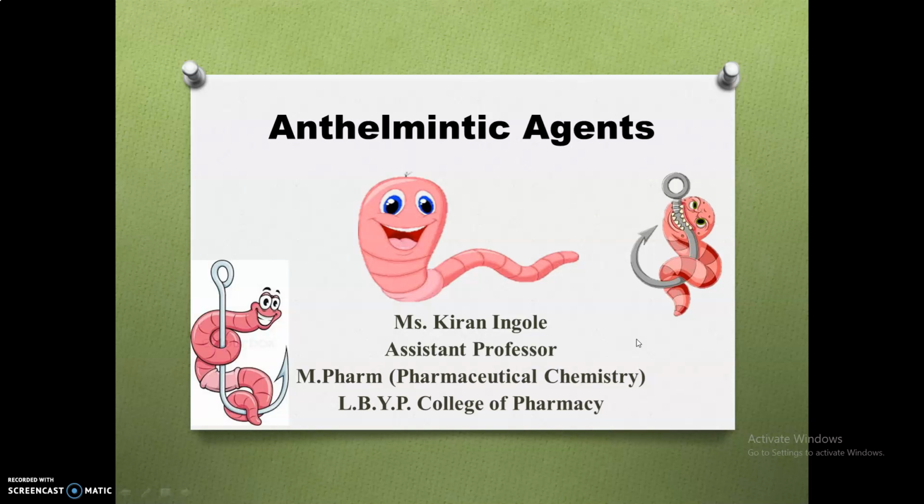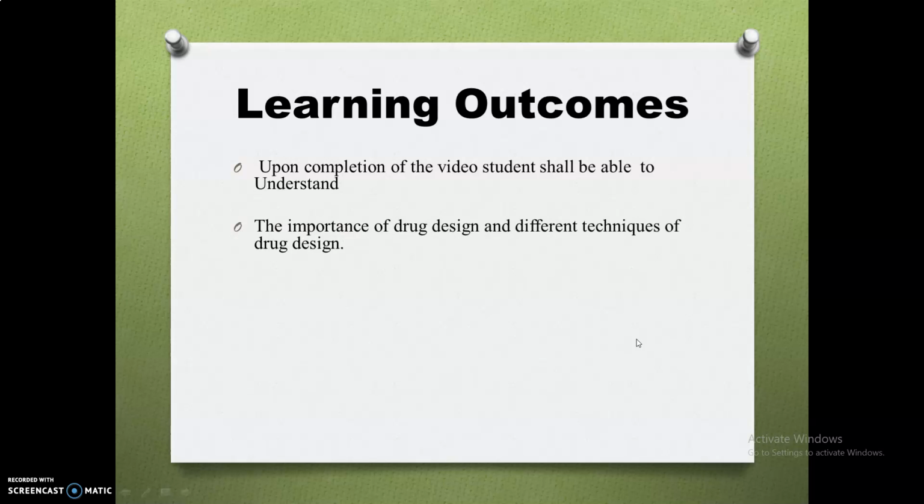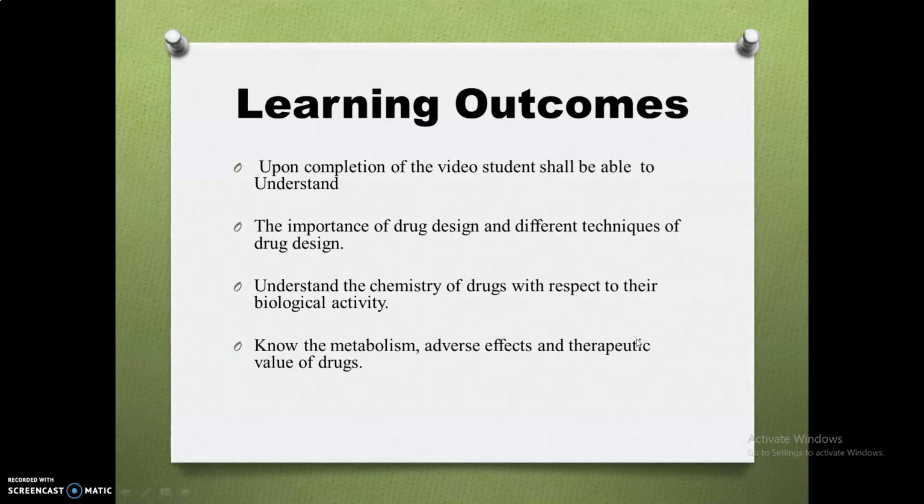Today we are going to discuss the topic anthelmintic agents. Learning outcomes. Upon completion of the video, the student shall be able to understand the importance of drug design and different techniques of drug design. They may be able to understand the chemistry of the drugs with respect to their biological activity, know the metabolism, adverse effects, and therapeutic value of drugs. Know the importance of structural activity relationship of the drugs.